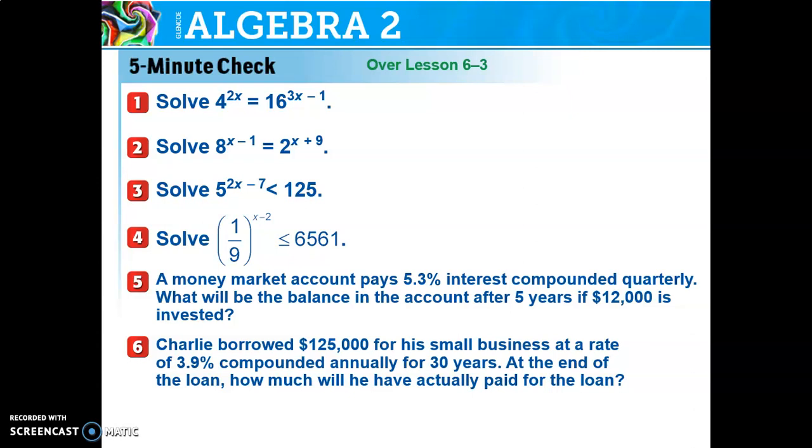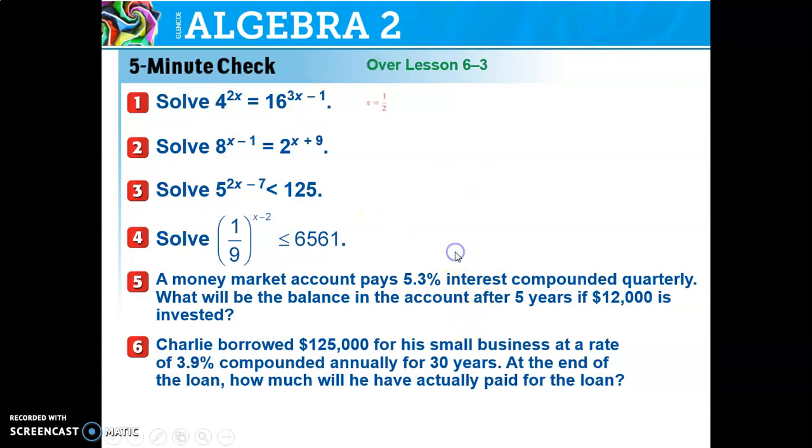Hello, Algebra 2, and welcome to Lesson 6.4 on logarithms and logarithmic functions. Go ahead and pause your screen and try this warm-up. This warm-up is actually over Section 6.2 and solving exponential equations and inequalities by changing the bases.